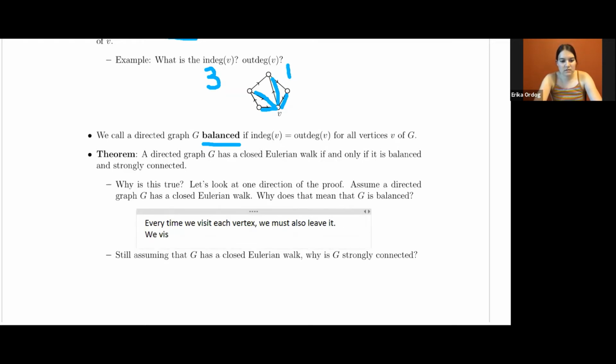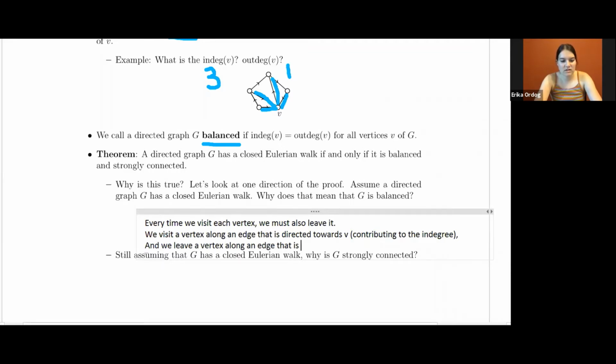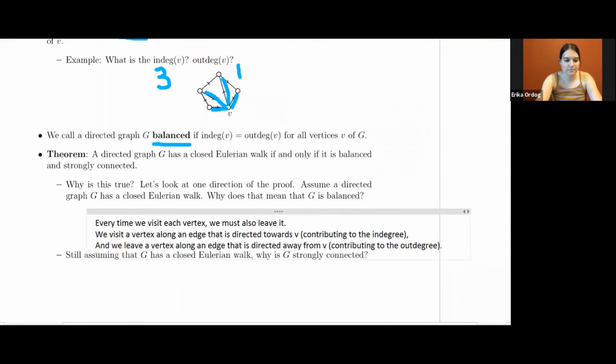And we visit the vertex along an edge that is directed towards V, which contributes to the in degree, and we leave a vertex along an edge that is directed away from V, contributing to the out degree.